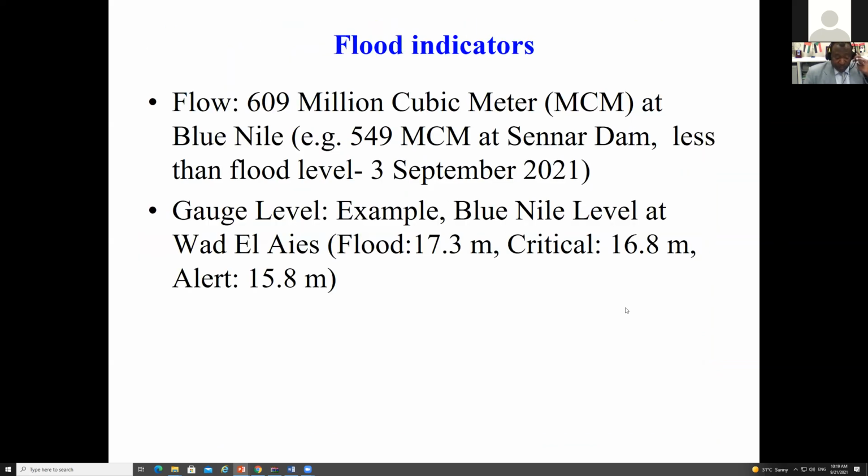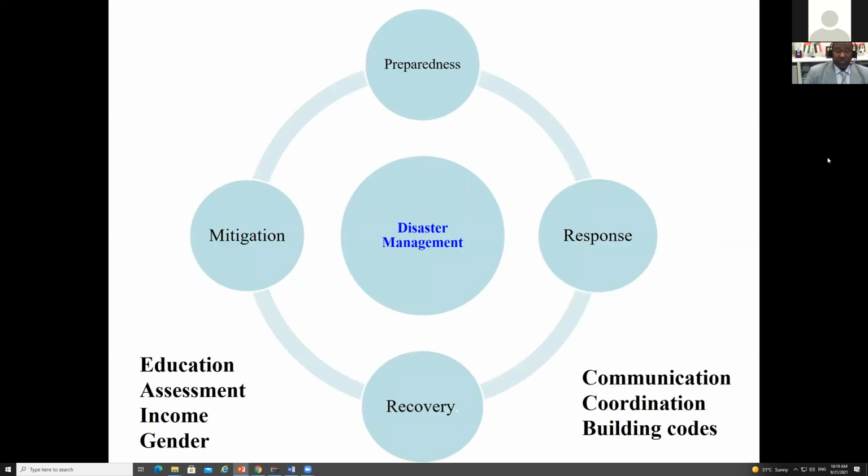There are some flood indicators they use. For example, if the flow in the river reaches around 600 million cubic meters, it means most probably the river will be flooded. That means we will have fluvial flood. Also, they have gauge level. If it reaches 17, it means flood. If it is 16.8 meters, it is very critical. So they will alert the people who live near rivers to evacuate or take precautionary measures.